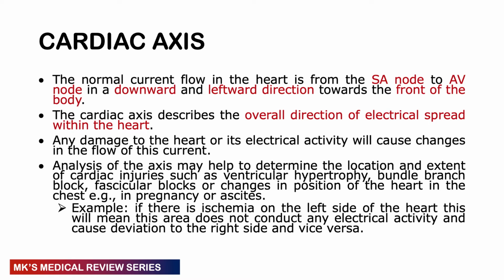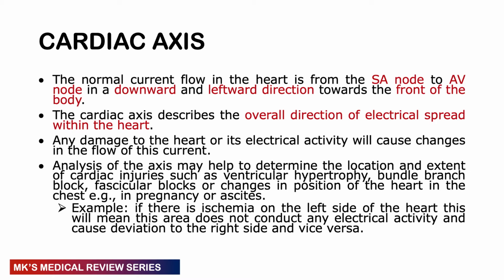For example, remember that if you're having a current that is flowing from the SA node to the AV node and eventually the bundle branches and the Purkinje fibers, as well as the ventricles, this impulse is supposed to be flowing from the 11 o'clock to 5 o'clock. So from the right side of the heart, flowing towards the leftwards direction, downwards, and in the front of the body. So it means that if the left side of the heart, for example, is ischemic, remember that this left side, which is ischemic, is not going to be able to conduct electrical impulse.